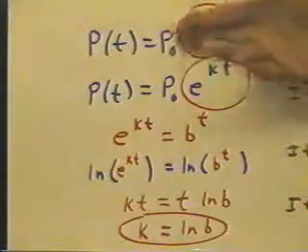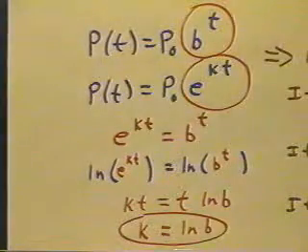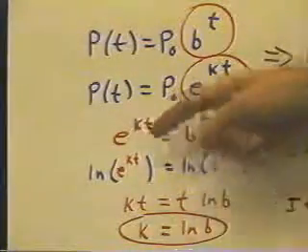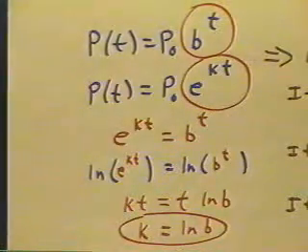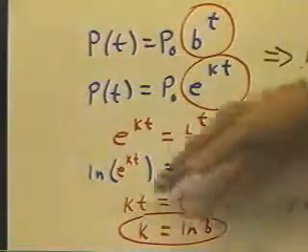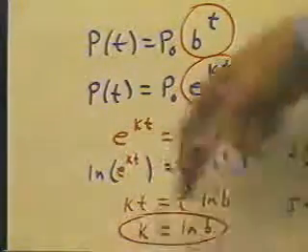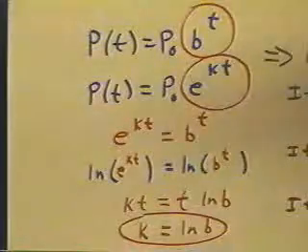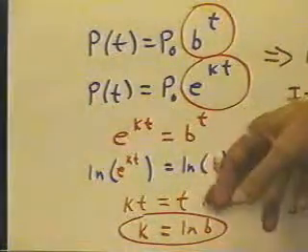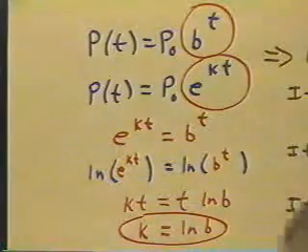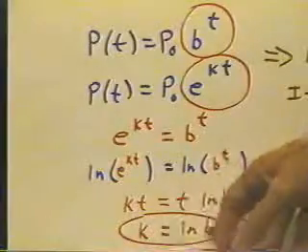Well, if these two are going to be the same, then b to the t must be the same as e to the kt. So we could write e to the kt equals b to the t, and it's a simple enough matter to use natural logs to solve this. We take the natural log of both sides. The natural log of e to the kt is just kt, the natural log being an inverse function of e. And the natural log of b to the t is t times the natural log of b. So we solve this. The t's, of course, divide out, and we end up with k equal to the natural log of b.